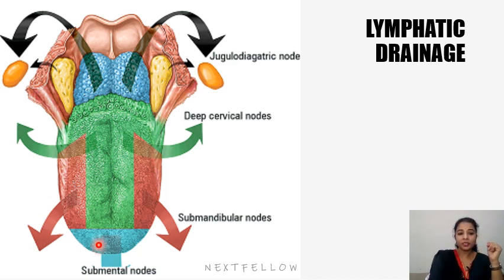So we can remember: the tip of the tongue drains into submental lymph nodes. Each side of the tongue drains into submandibular lymph nodes, and the middle and posterior part of the tongue drain into deep cervical lymph nodes. The posterior-most part of the posterior one third of the tongue drains into jugulodigastric lymph nodes.